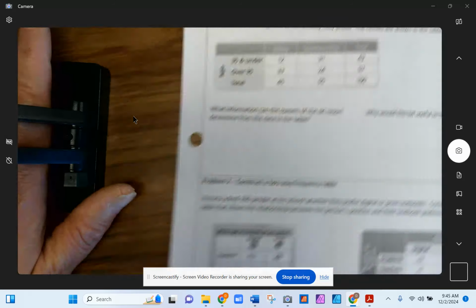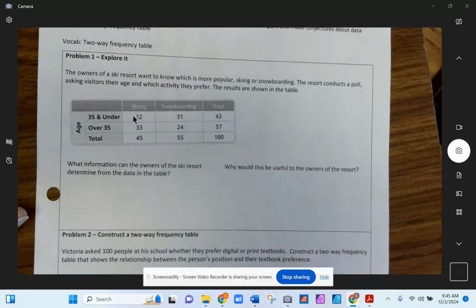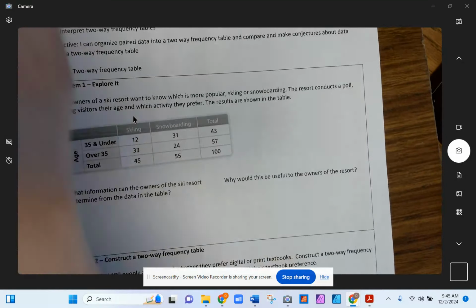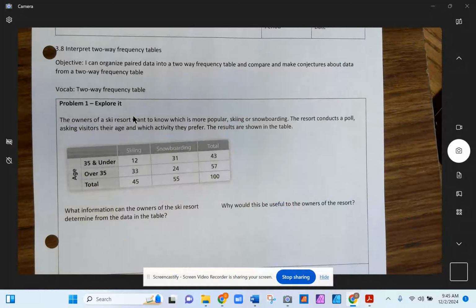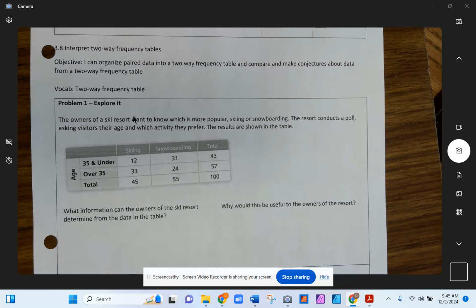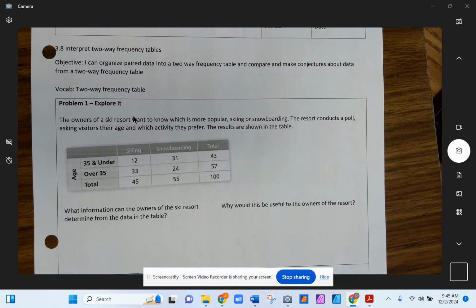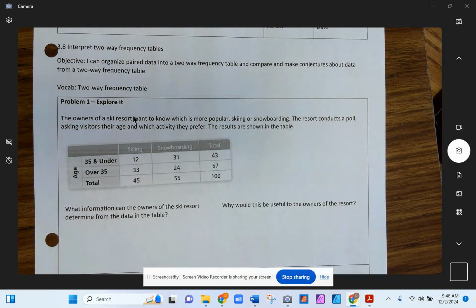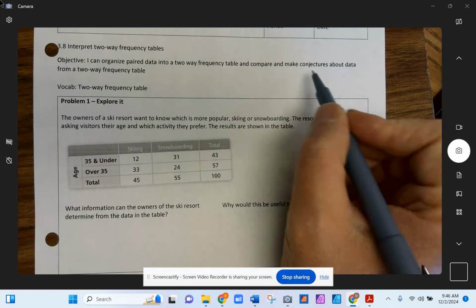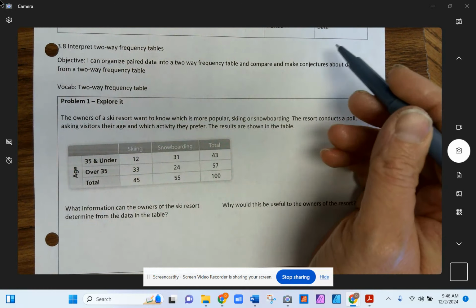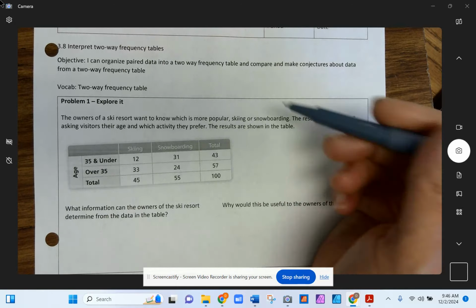All right, hey guys, we're going to do 3.8, interpret two-way frequency tables. This is the second to last new topic in the chapter. There's more statistics, so I can organize paired data. Paired data is just two things you're comparing in a two-way frequency table, a way to organize information, and then make conjectures, kind of like predictions, using the data to think about it, about data from a two-way frequency table.